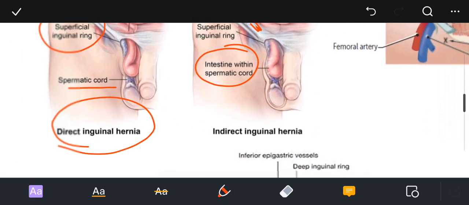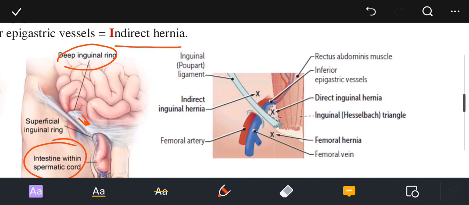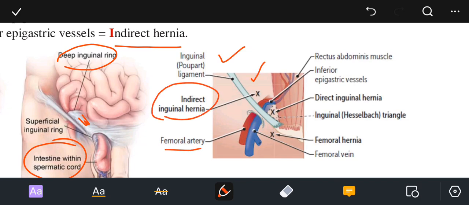or spermatic fascia. Then in this picture, you can see the inguinal or Poupart ligament. The indirect inguinal hernia is originating at this point from the deep inguinal ring. There is the femoral artery, then we have the femoral vein. The femoral hernia is present in the femoral ring below the inguinal ligament. Remember, the direct and indirect inguinal hernias are present above the inguinal ligament, while the femoral hernias are present below the inguinal ligament. Then we have the Hesselbach triangle.